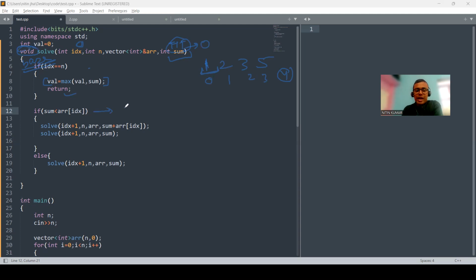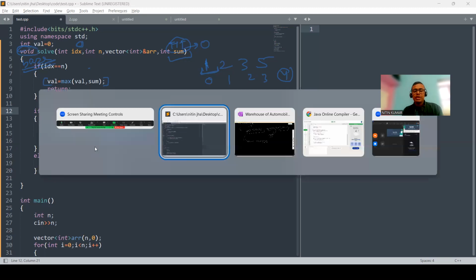Now, here is the case where the height of the tree is less than the value that I am taking. Array of index is the value I am taking. If this is the case, then there are two possibilities. This is the possibility to take: you can see I'm moving to the next index by adding that value to my sum. Sum is the height of the tree. And I have two options, to take or not take. So I am moving to the next index by not taking that value. Here I have taken that value, array of index will be added to my sum. Okay, let me show you the recursive tree.